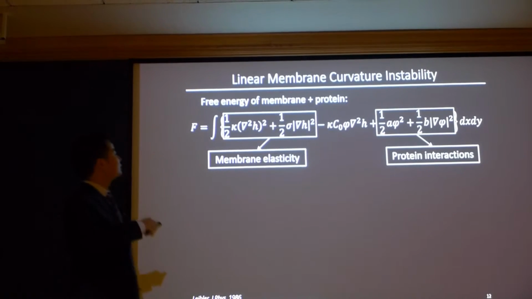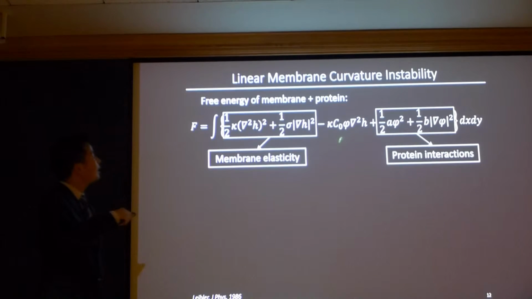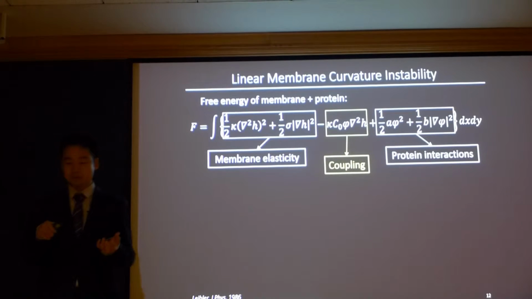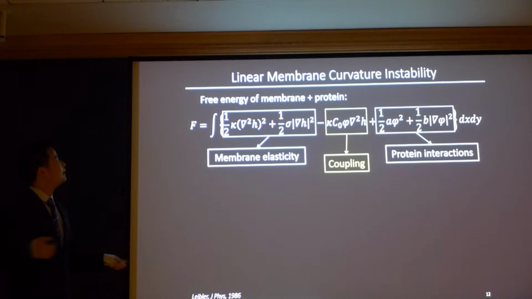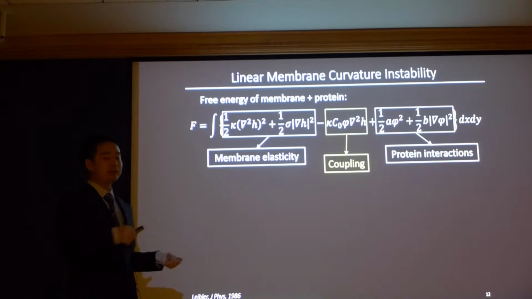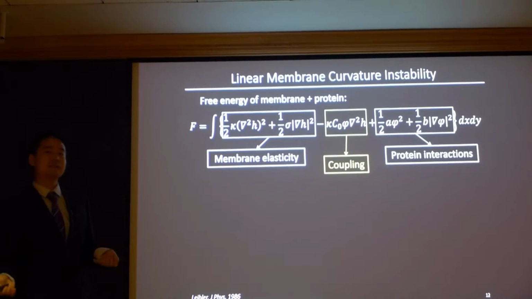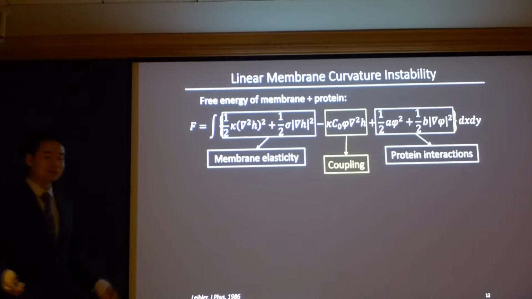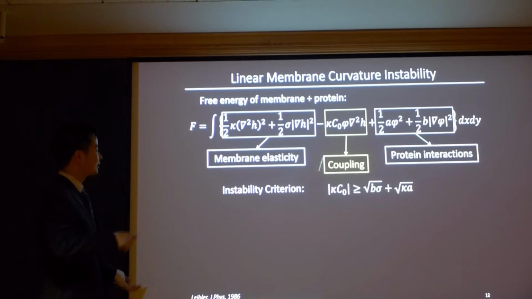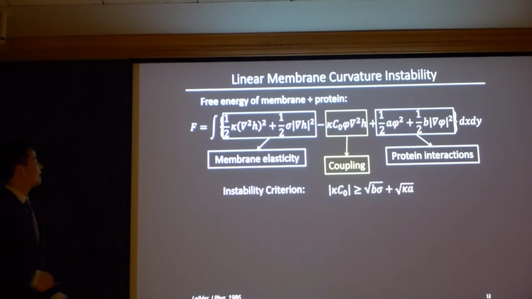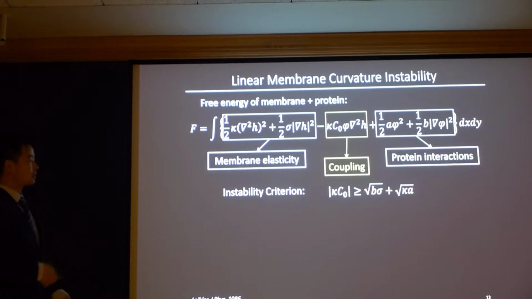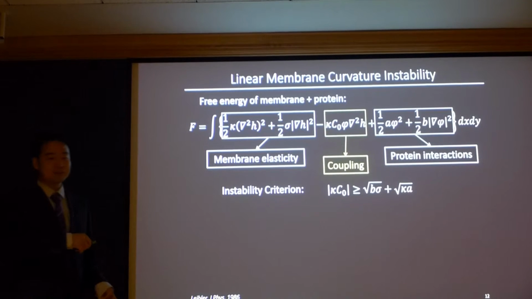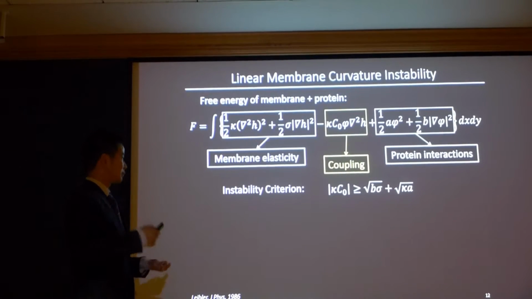What's interesting is this middle term, which contains both protein density phi and also the membrane curvature. So this represents a coupling between protein and membrane curvature, with the coupling strength represented by C0, which is the spontaneous curvature of the membrane after protein binding. And we can go ahead and determine the thermodynamic stability of this free energy expression. It turns out to be a simple three-term equation, with the first term talking about this coupling strength, and the second term containing sigma, which is membrane tension, and obviously talks about the contribution from membrane tension.